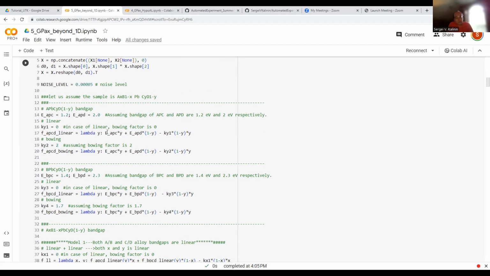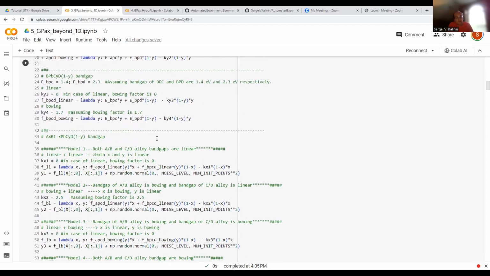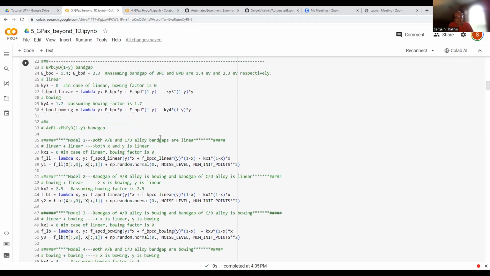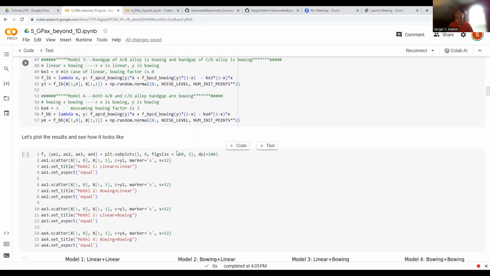One of them is linear in one component. So we introduce some helper functions, which have a linear part and a parabolic part. For each material, we introduce the ground truth behavior of how the band gap depends on the concentration of the components. And as usual, we add noise to that.